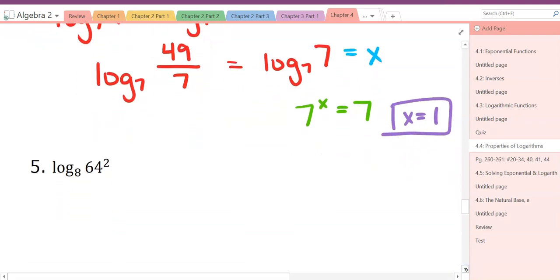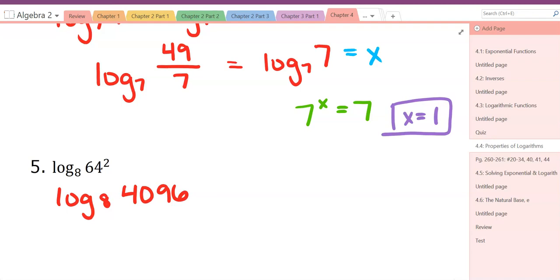Last one here for number 5. You can go ahead and evaluate this right away if you want to. So it says log 8, and then I would just take 64 and square it. You're going to get a pretty big number. You're going to get 4,096. Then if we set that equal to x, we would have 8 to the x power equals 4,096.